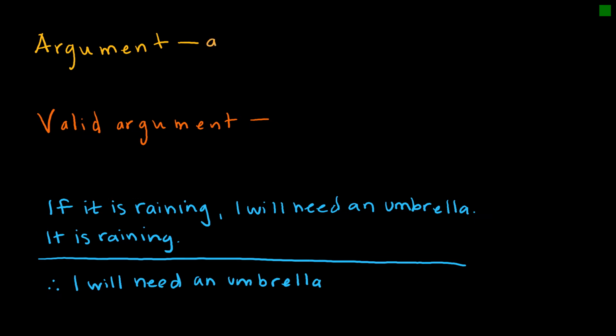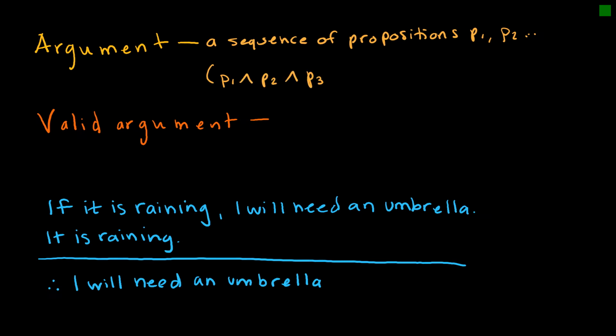So an argument is just a sequence of propositions like P1, P2, etc., such that if P1 and P2 and P3 and all the way up to Pn, whatever that happens to be, implies, or if then, Q. So we call P1, P2, etc. the premises, and we call Q the conclusion.